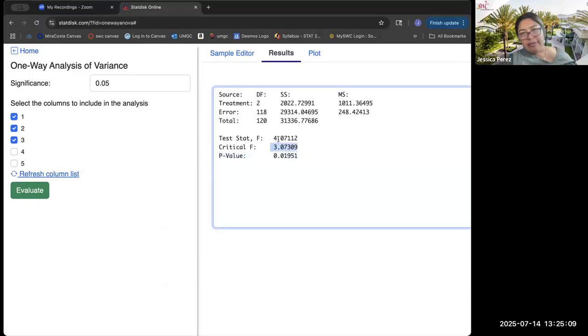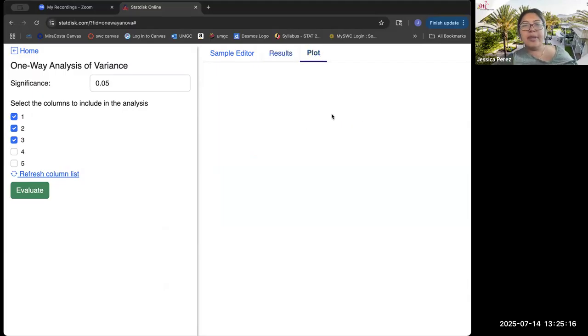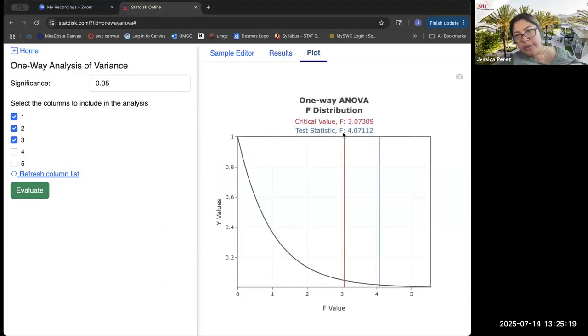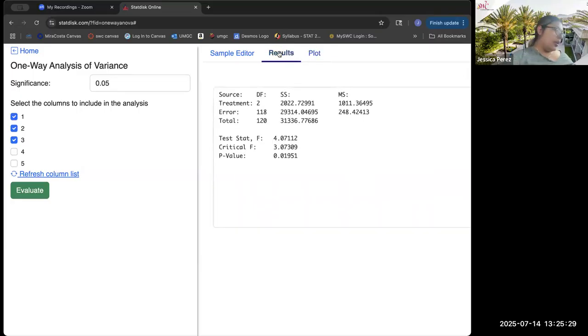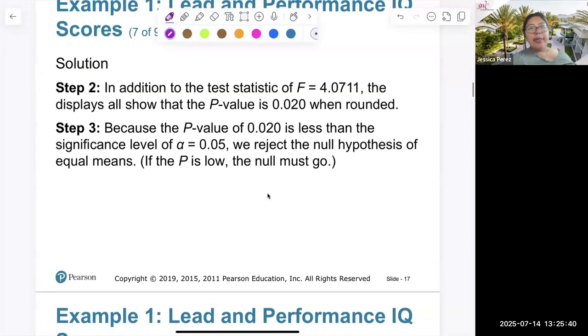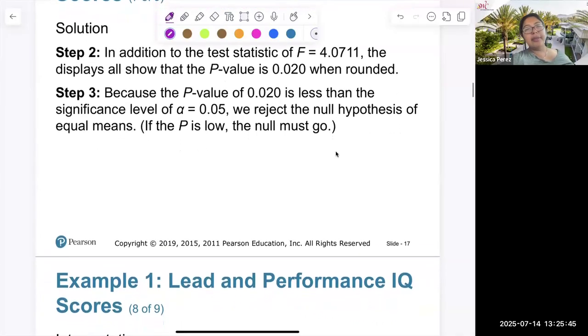We also look at the critical F value and this test statistic. If we select the plots, look at the critical value and look at the test statistic. It's inside. We have a right tail test. It's inside. That also proves that we are going to reject the null. So if we look at both of these, we can conclude that the p-value is less than the significance level. We will reject the null.